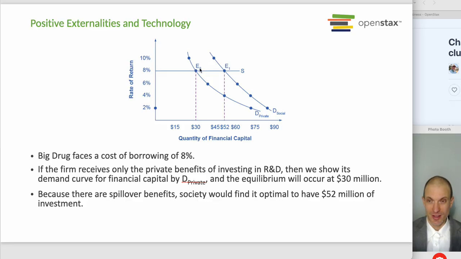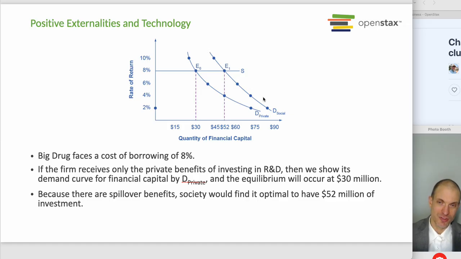Sure enough, our intersection here will get 30 million. Because there's spillover benefits though, the true benefit, actually the positive externality, we can't even see on the graph right here. If you connected this right here, the positive externality, the additional spillovers, would be measured by the distance from here vertically to wherever this crosses the graph, which is huge right here, small right here. This is non-constant. Anyway, because there's spillover benefits, society would find it optimal to have 52 million of investments.